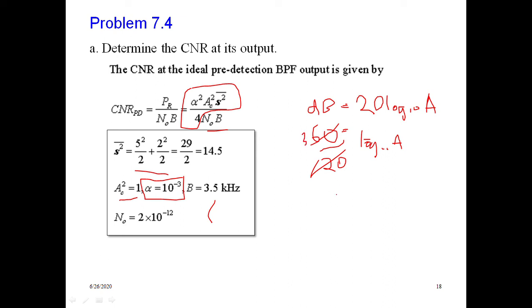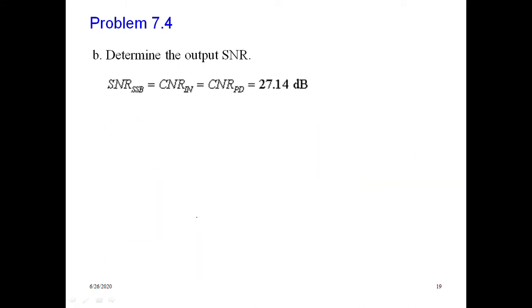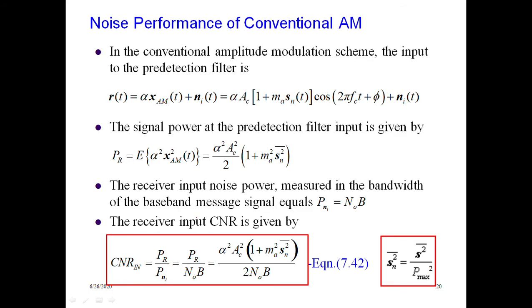Okay, so for the attenuation, you have to remember it will be minus. So minus 60 divided, equivalent to A. Okay, so you get 10 to the power of minus 3. Just substitute into the equation and then you get the number changed into dB. So SNR and CNR for single sideband are the same, so the answer is the same.